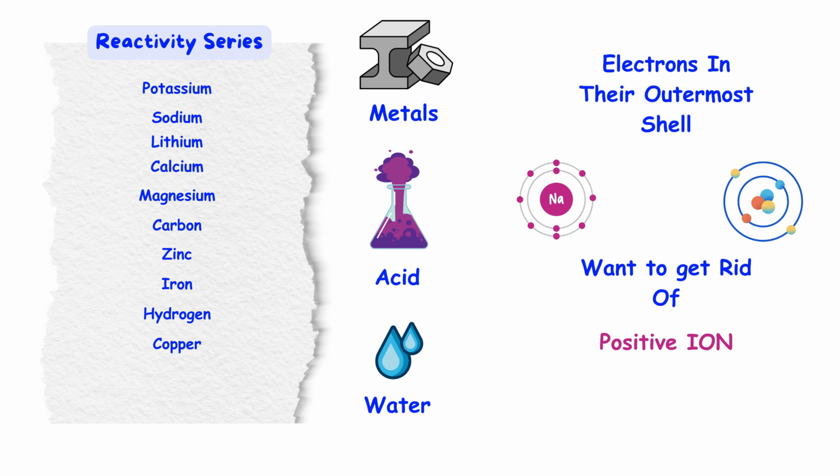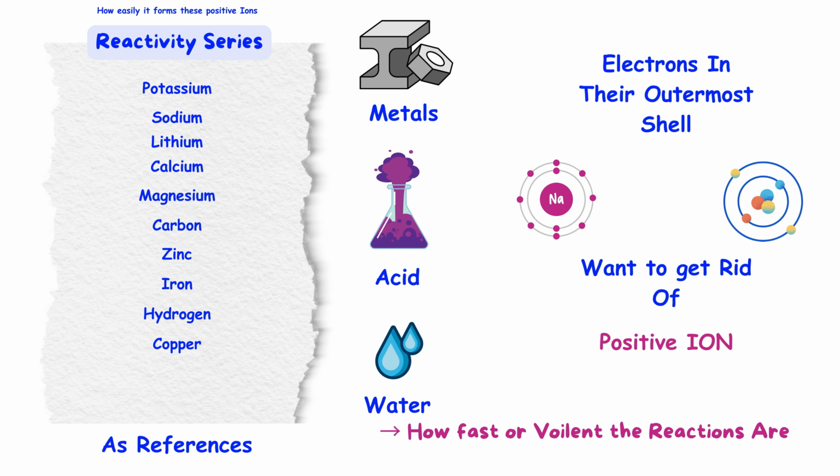At the top of the reactivity series, we find the group 1 metals, which are the most reactive. These are followed by the group 2 metals, which are slightly less reactive. At the bottom, we have the transition metals, which are generally the least reactive. In order to establish the reactivity series in the first place, scientists react each metal with either an acid or water, and then compare how fast or how violently each reaction occurs.